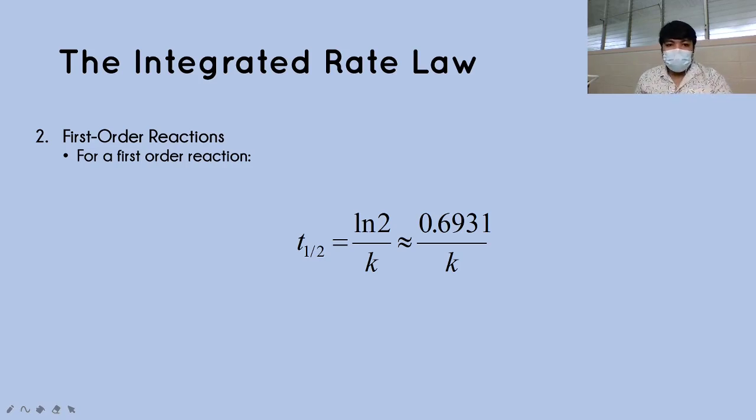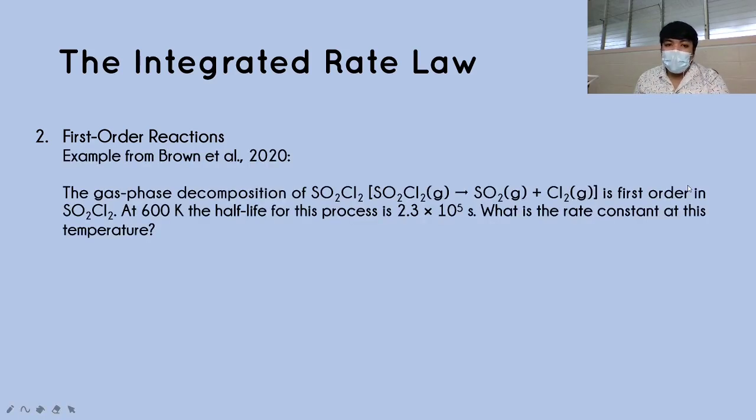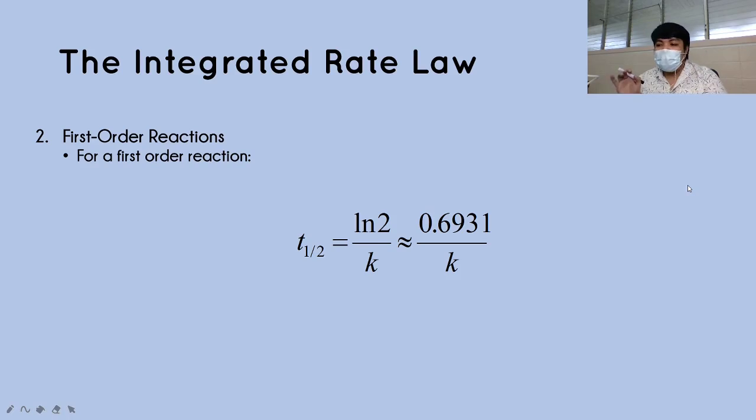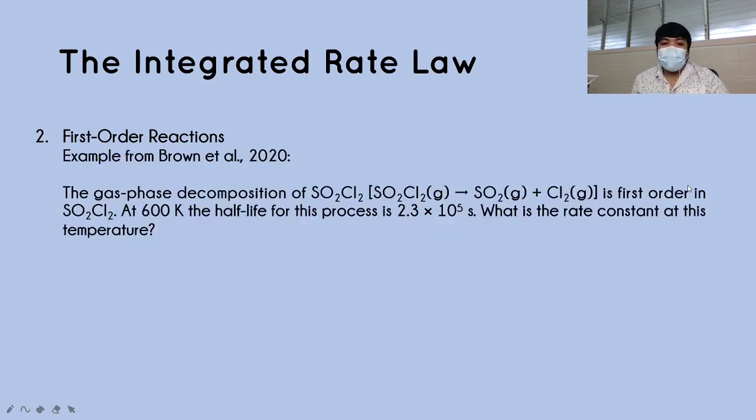Now, let's go to the integrated rate law of the second order reaction. But before that, let's try an example for solving the half-life. The gas phase decomposition of sulfuryl chloride is first order. So the same example. We know that the half-life is 2.3 times 10 to the negative 5 seconds. What is the rate constant at this temperature?